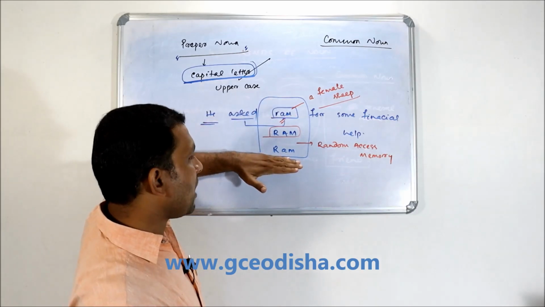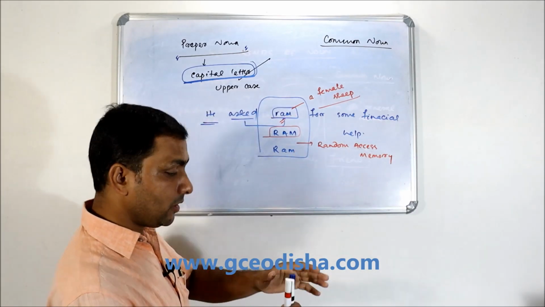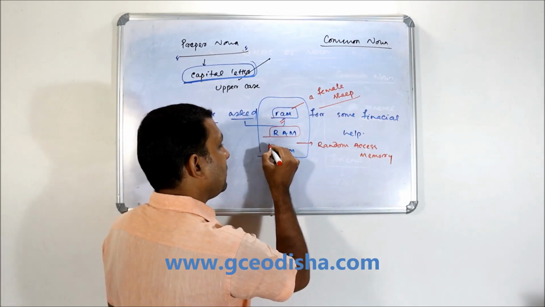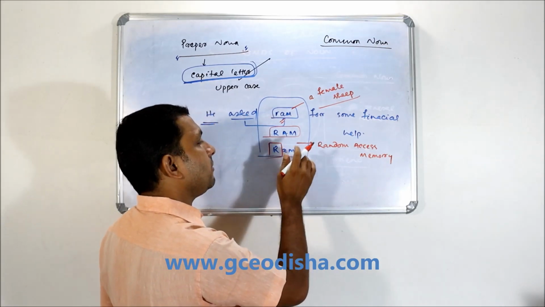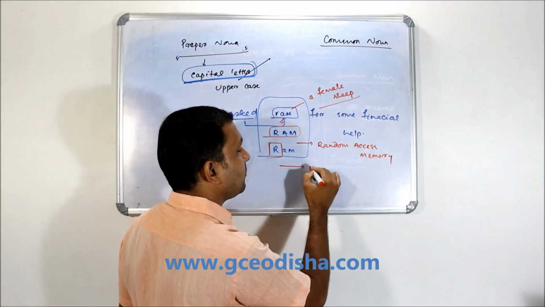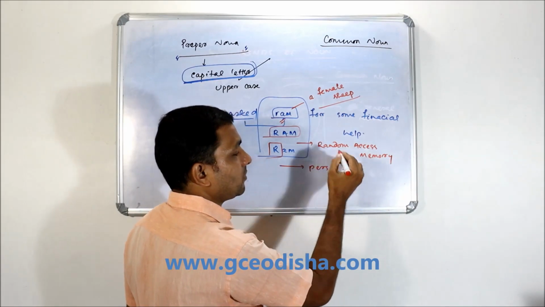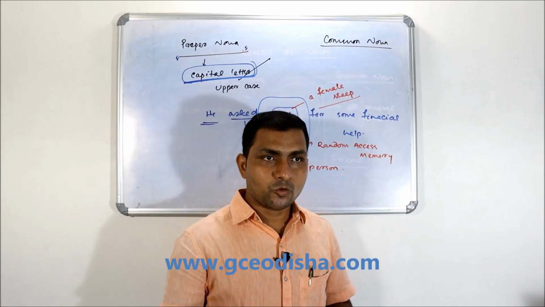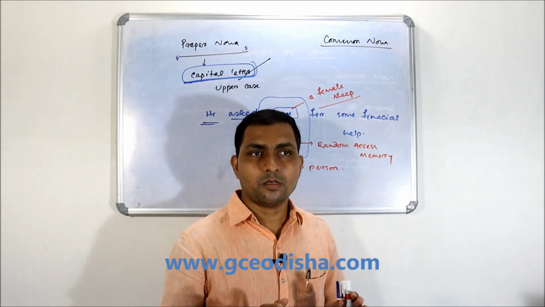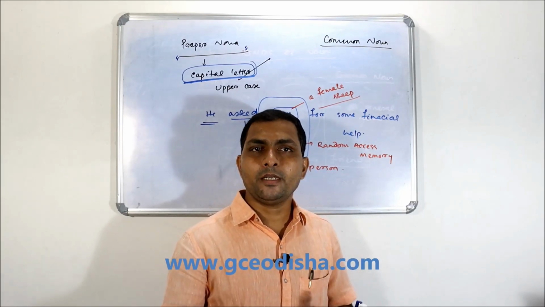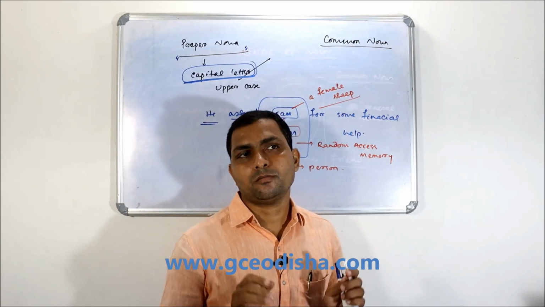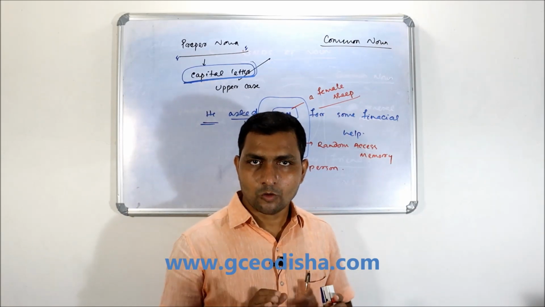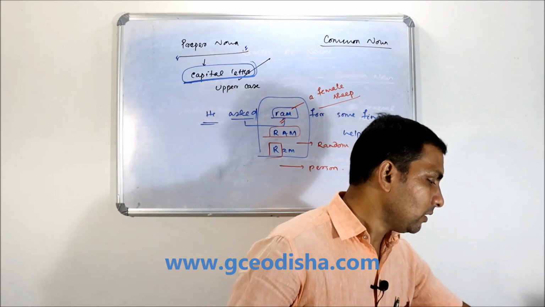Then when we say Ram, if it starts with a capital letter, it will indicate that Ram is the name of a person. Clear? So that's why we put a capital letter to begin a proper noun. Hope you have understood. Next one.